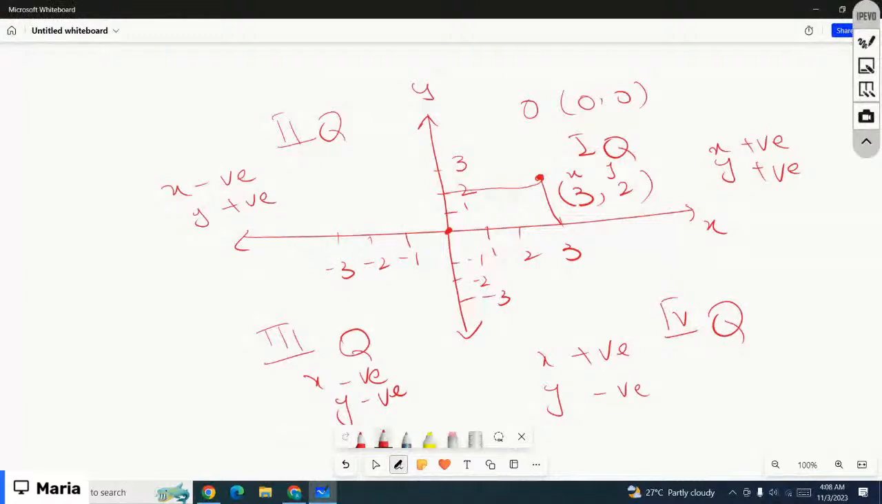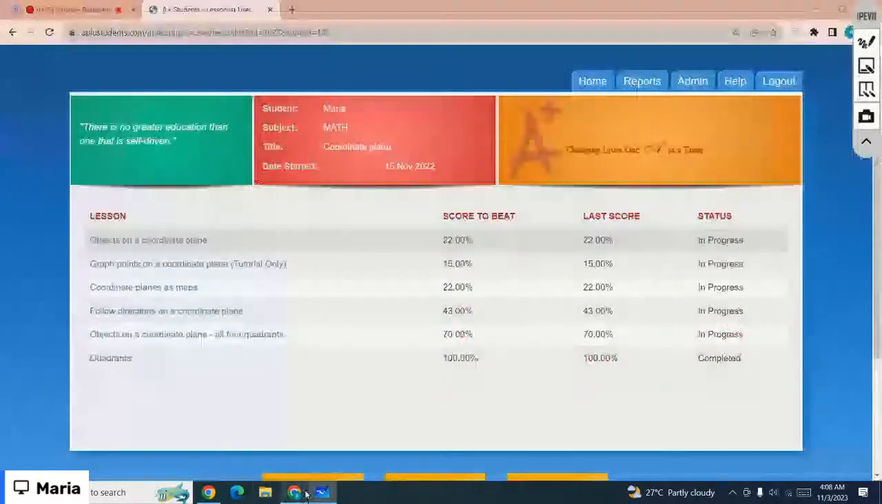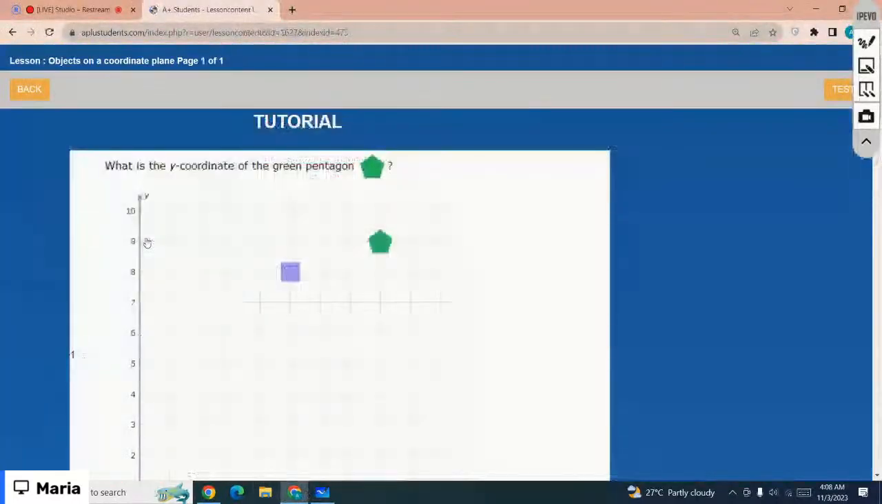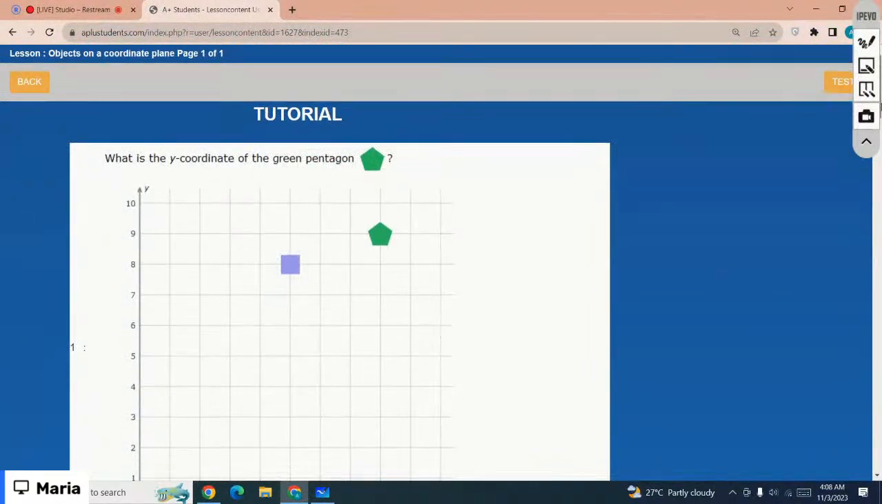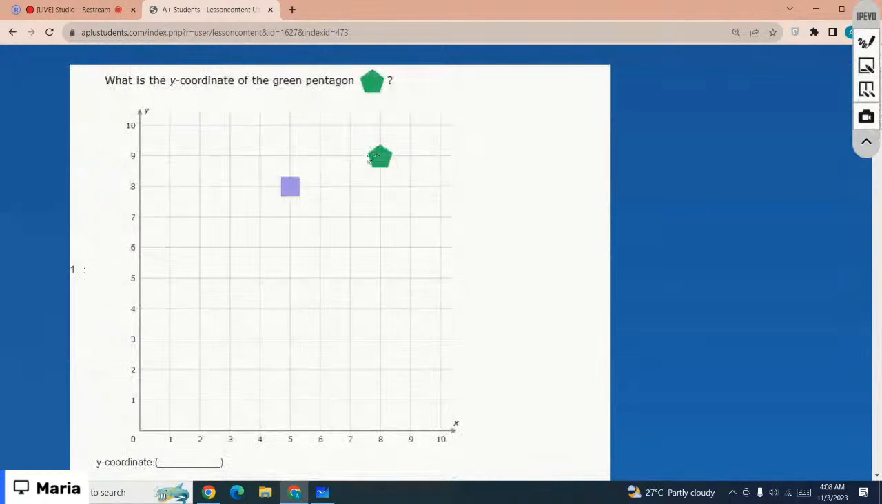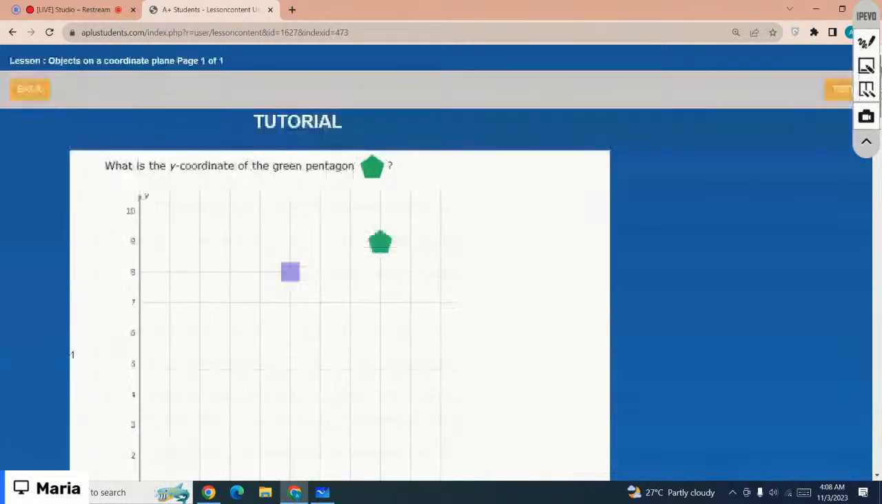Now let's just start with the chapter. Okay, objects on a coordinate plane. What is the y coordinate of the green pentagon? Okay, here is the green pentagon. Just match it to the y-axis, right? So the y-axis has the value 9. Let's just start with the practice questions. You have to just look at their coordinates, right?